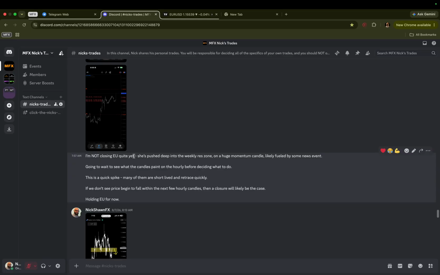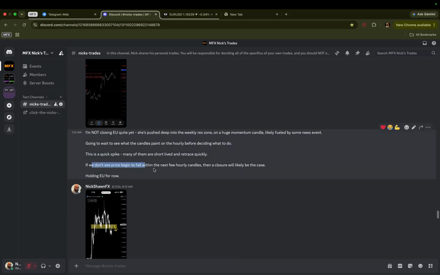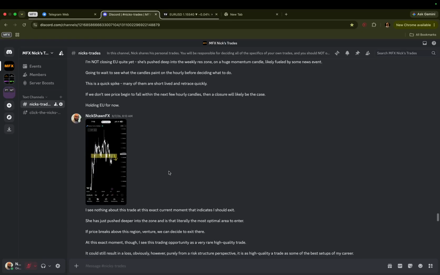I put, I'm not going to close Euro USD here quite yet. She's pushed deep into the weekly resistance zone on a huge momentum candle, likely fueled by some news event, NFP. So I put, I'm going to wait to see what the candles paint on the hourly chart before deciding what to do. This is a quick spike. Many of them are short-lived and they retrace quickly. But if we don't see price begin to fall here within the next few hourly candles, then a closure will likely follow. So I didn't do anything at that moment at 8 a.m.